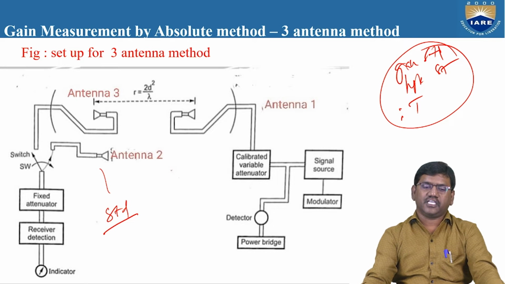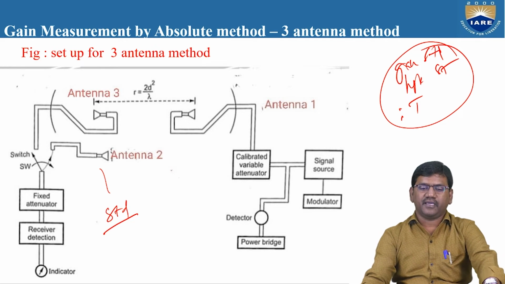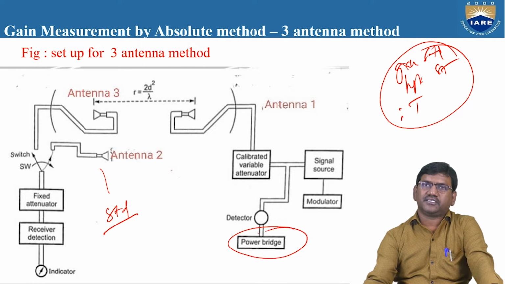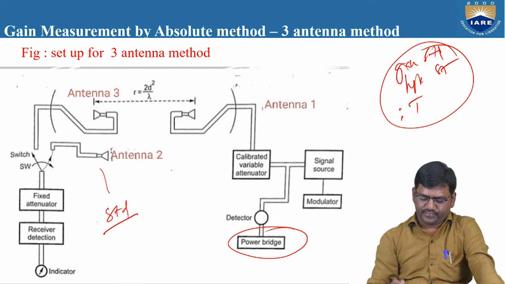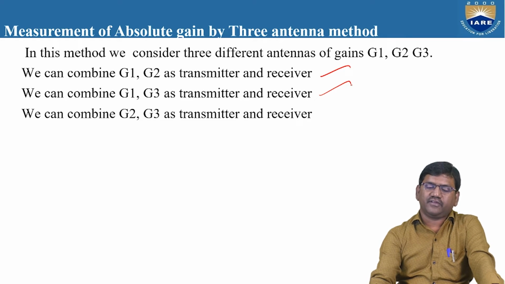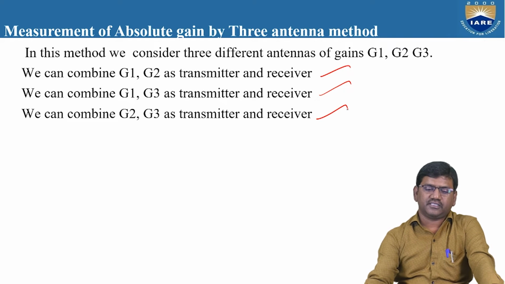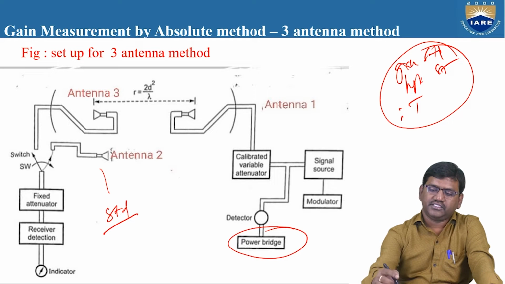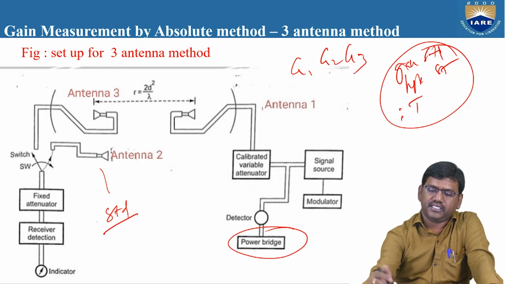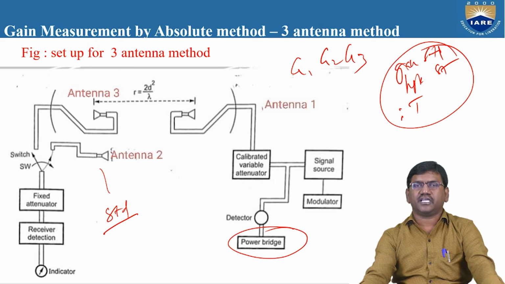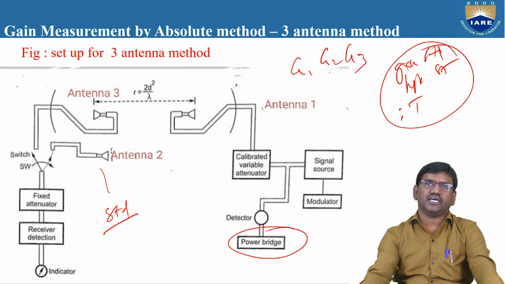Now let us start the experiment to determine the gain by the absolute three antenna method. There is a power bridge here. In the first case we combine G1 and G2. In the second case we combine G1 and G3. And in the third case we combine G2 and G3. G1, G2 and G3 represent the gains of the antennas: G1 is the gain of antenna 1, G2 the gain of antenna 2, and G3 the gain of antenna 3.